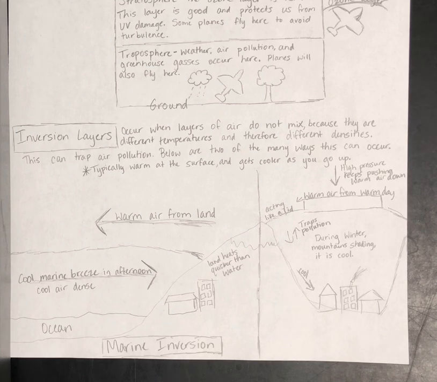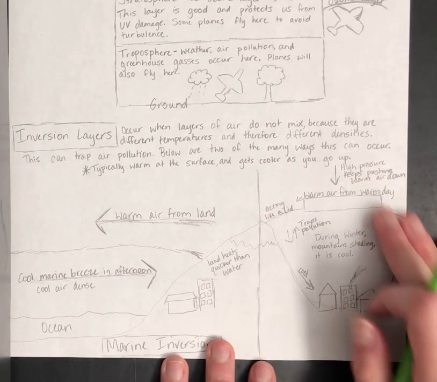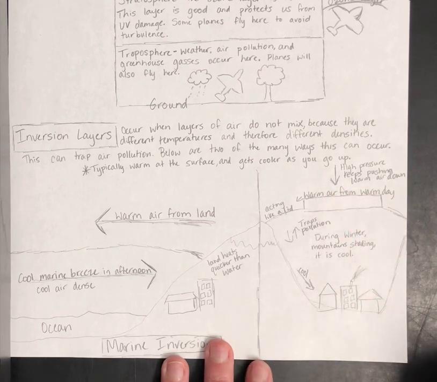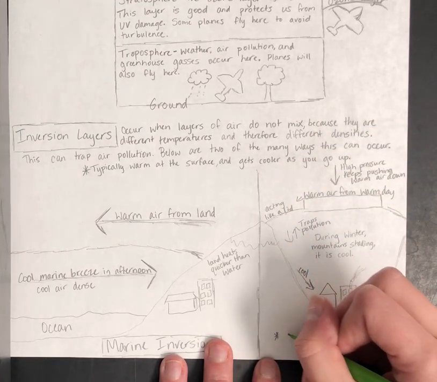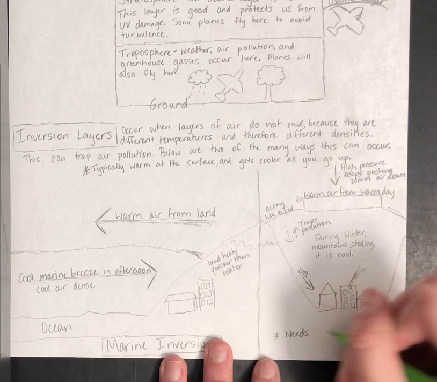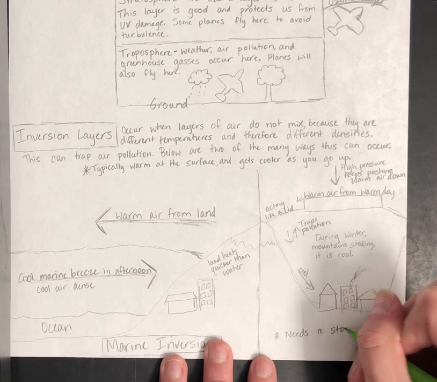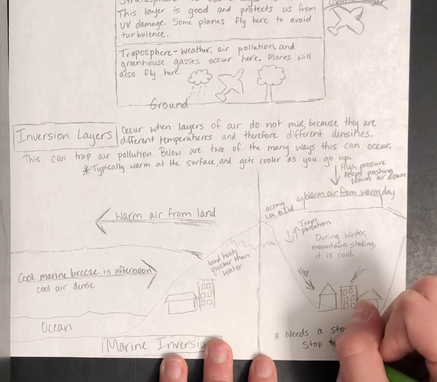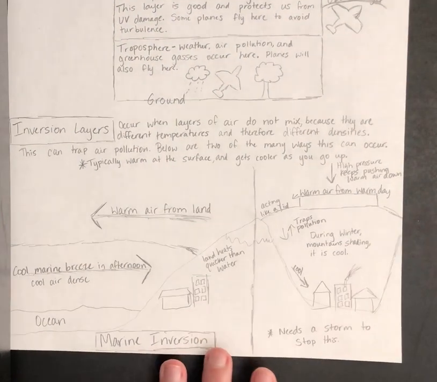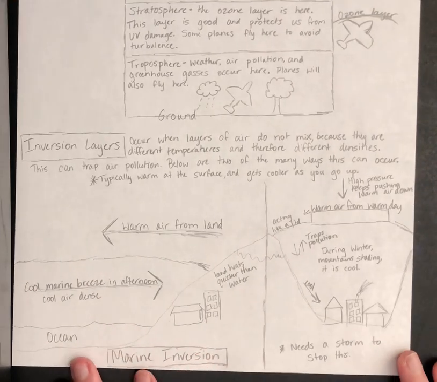Okay, and then the only way to stop this type of inversion is you have to have some kind of storm system come through to break up this little trap of air in here. So we'll put: needs a storm to stop this. Okay, and that'll be it on page 3 of the atmosphere note.